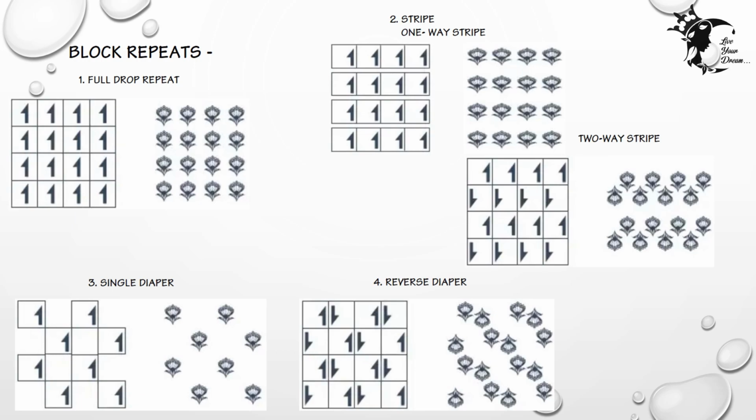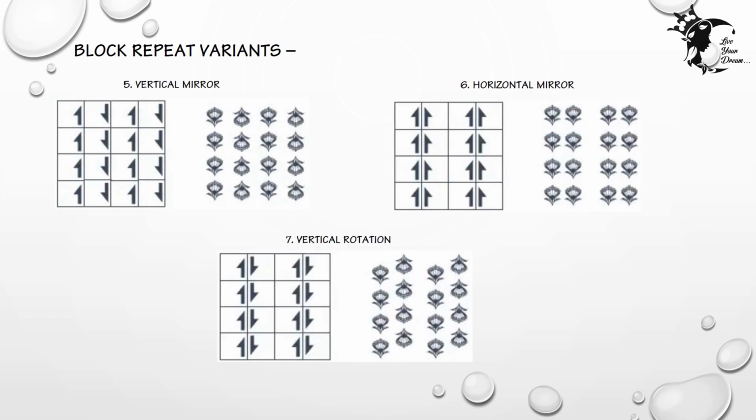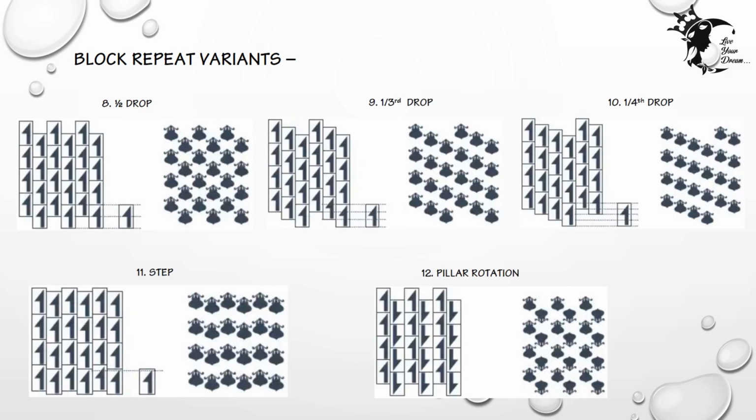Block repeat variants are full drop repeat, striped layout, one-way and two-way striped repeat, single diaper repeat, reverse diaper repeat. Block repeat variants: vertical mirror repeat, horizontal mirror repeat, vertical rotation repeat. Block repeat variants: half drop repeat, 1/3 drop repeat, 1/4 drop repeat, step repeat, pillar rotation repeat.